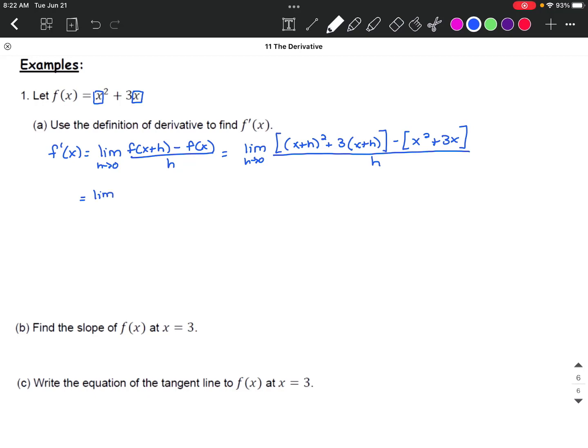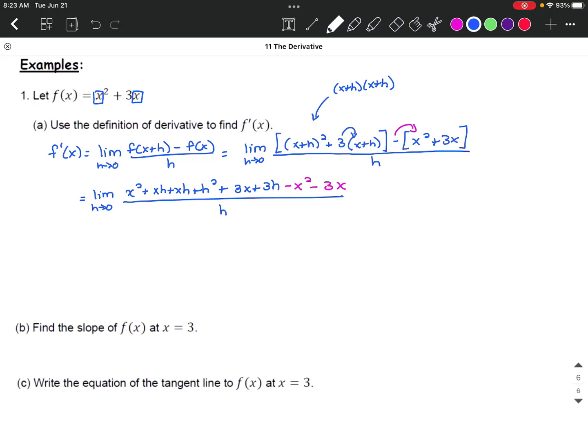We have the limit as h approaches 0. Now we're going to square x plus h. Remember, that's x plus h times x plus h. Okay, you have to distribute, not just square the first and square the second. So we're going to have x squared plus xh plus xh plus h squared plus, now we're going to distribute the 3x plus 3h. Now we're going to distribute the subtraction, minus x squared minus 3x all over h.